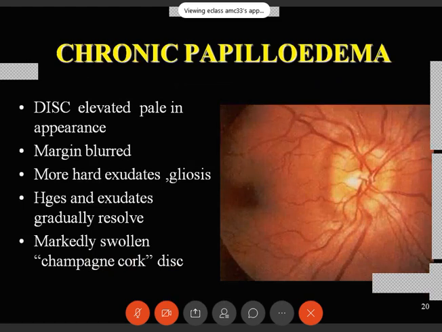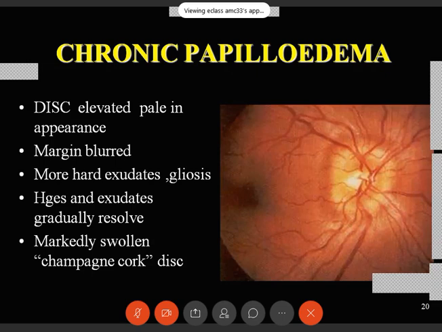Chronic papilledema: as edema increases, there is a continued rise in intracranial tension, and atrophic changes are present in late, chronic papilledema. The disc is elevated and pale in appearance. It becomes paler in color due to degeneration of the axons. Margins are still blurred, and there are more hard exudates and gliosis. As edema advances, exudates lead to more hard exudates and gliosis. Hemorrhages and exudates gradually resolve in chronic papilledema.